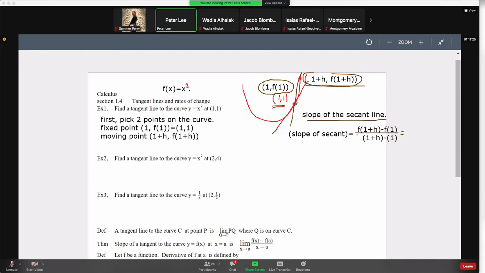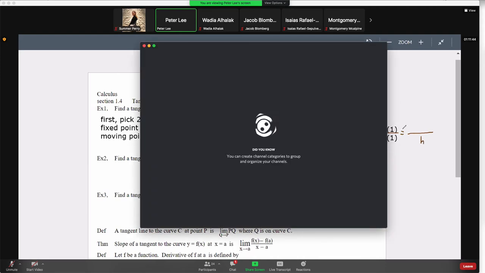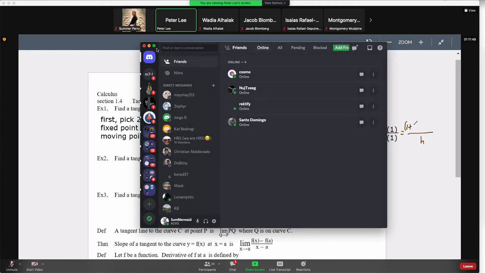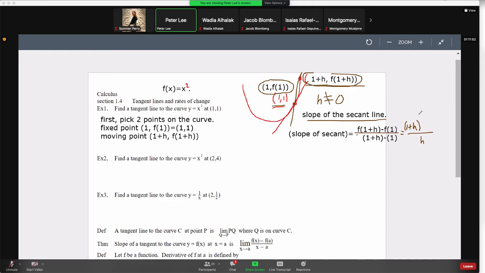By the way, in this diagram right here, we assume that h is not 0. If h is 0, then the second point becomes the first point, and we really don't get any line. We only have 1 point. So h cannot be 0 here. So now what is f of 1 plus h? That will be 1 plus h, squared, and then minus f of 1, which is actually 1. So we get this. Okay, so let me just leave that there.